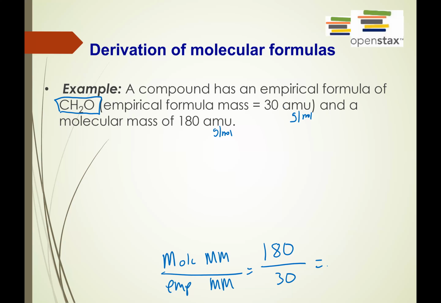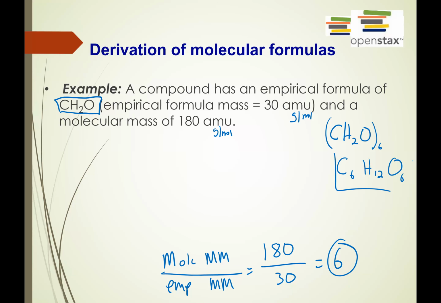So if we take 180 and divide it by 30, it gives us 6. By the way, this number always works out perfect. You always get 1, 2, 3, 4, 5, 6, 7, 8. You don't get decimals here. It'll always work out perfect. So this 6 means we have our empirical formula, CH2O. We just multiply everything by 6. So we had 1 carbon. If we multiply everything by 6, how many carbons do we have now? 6. We had 2 hydrogens. If we multiply it by 6, how many hydrogens do we have? 12. If we had one oxygen, if we multiply it by 6, how many oxygens do we have? 6. That is our molecular formula.